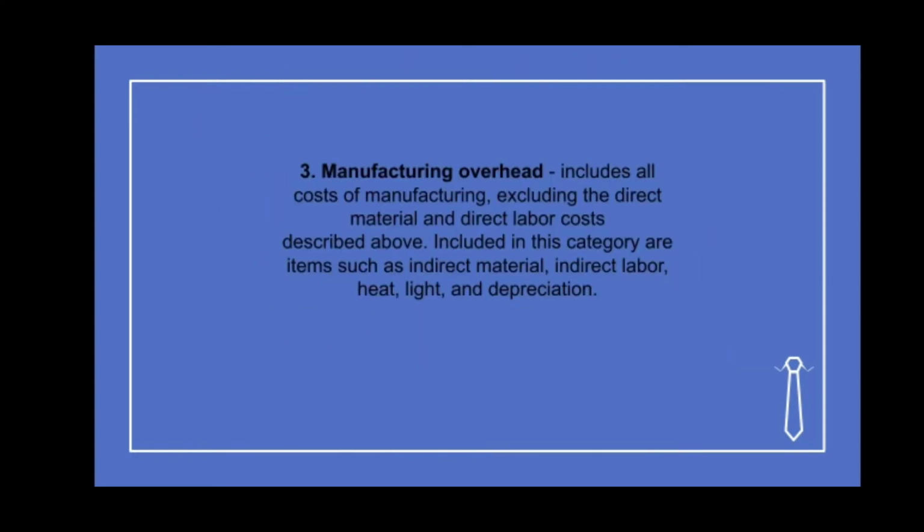Next, third, manufacturing overhead. It includes all costs of manufacturing, excluding the direct material and direct labor costs described above. Included in this category are items such as indirect material, indirect labor, heat, light, and depreciation. Examples of factory overhead costs are production supervisor salaries, quality assurance salaries, and materials management salaries, and so on.